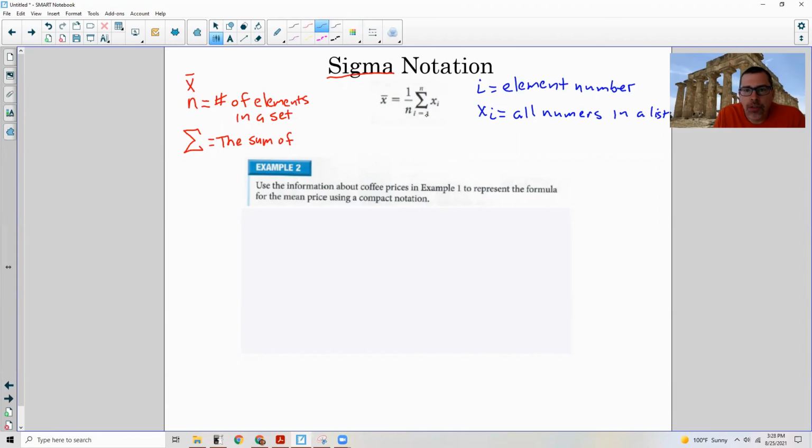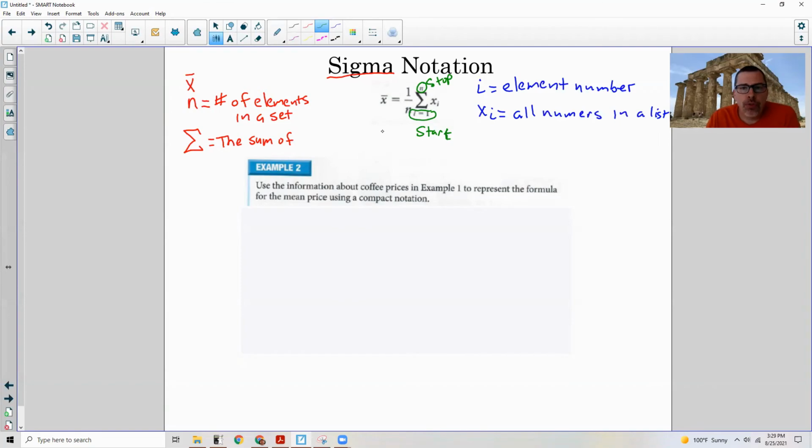So let me put this. Start. And this means where you stop in the set. We might not always use all of the set. You might want to take the first 10 out of 20 in a set. So you'd say i equals 1 to 10 instead of 1 to 20 when there's a total of 20.